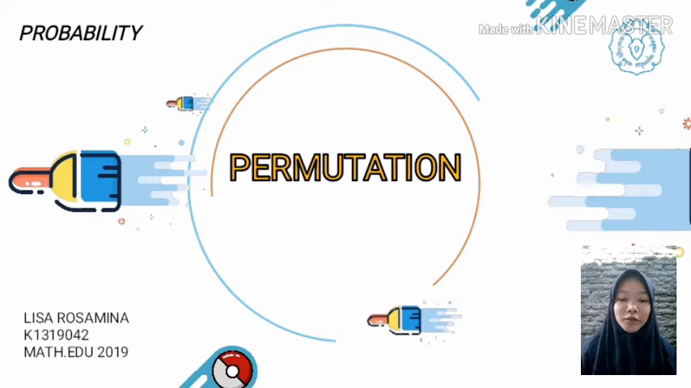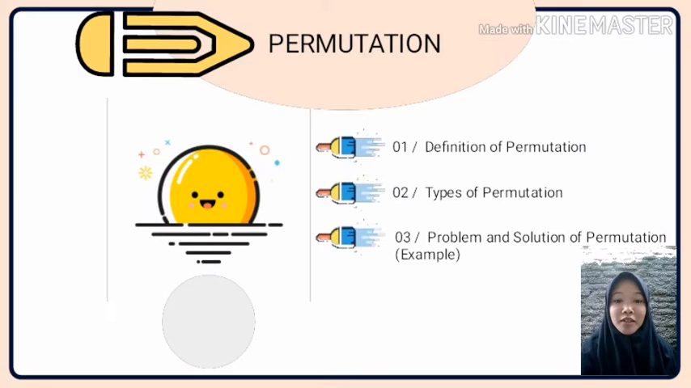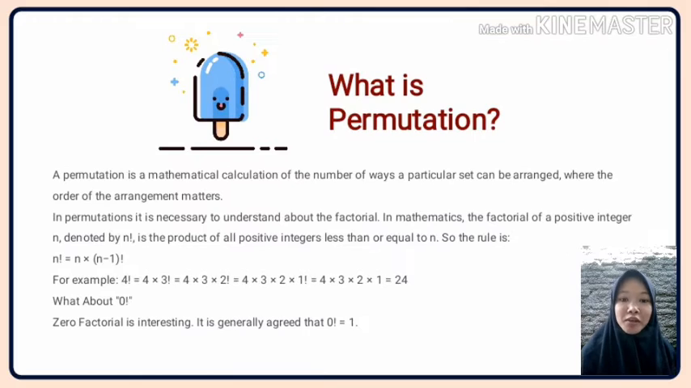I will tell you about probability. It is permutation. In permutation, I will tell about definition, types, and example problem. What is permutation? A permutation is a mathematical calculation of the number of ways a particular set can be arranged, where the order of the arrangement matters.